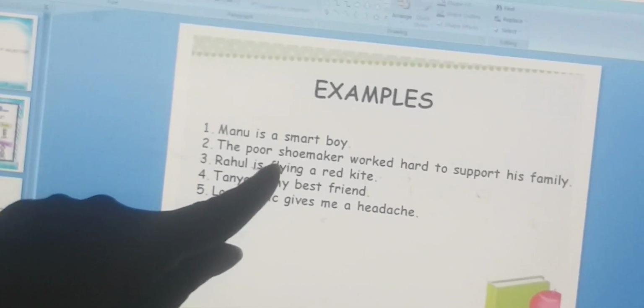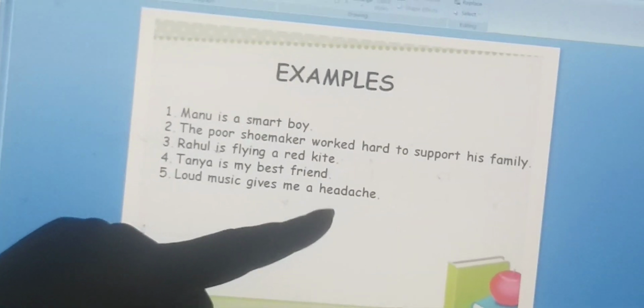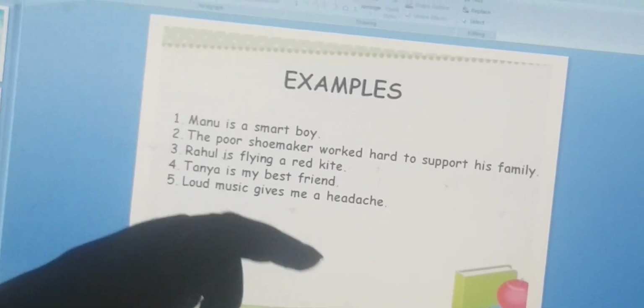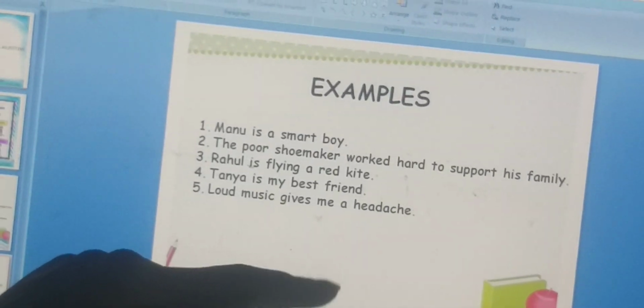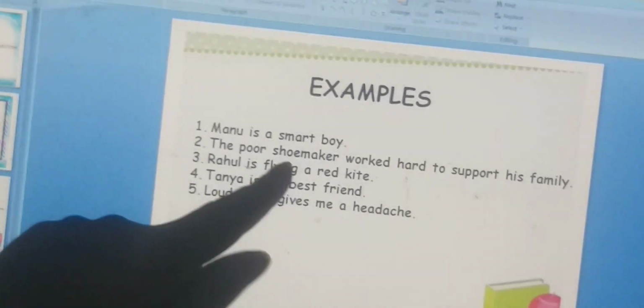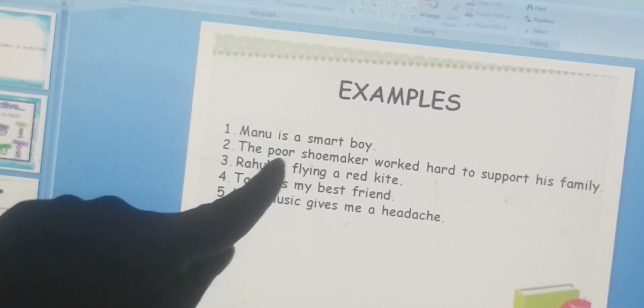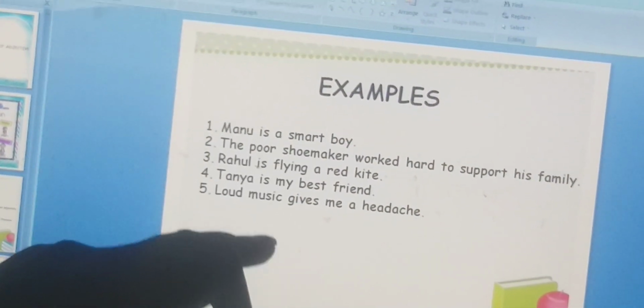In the second example, the poor shoemaker worked hard to support his family. Now, children, who is a shoemaker? Who makes shoes for us? Yes, you all are very brilliant. So, here what kind of a shoemaker is it? Shoemaker is poor. So, here the adjective is poor.